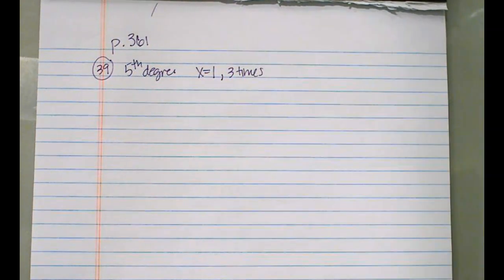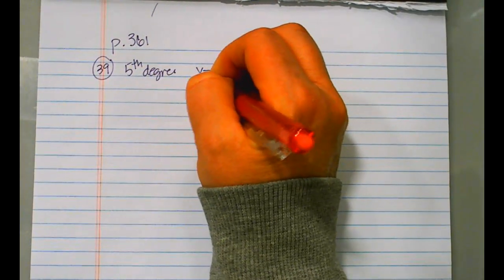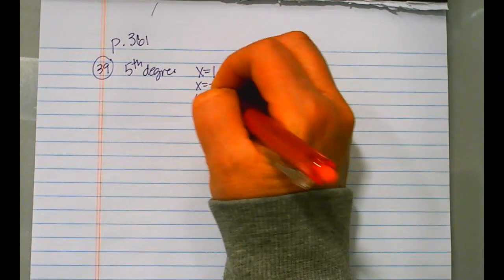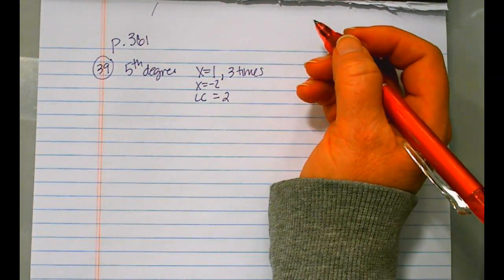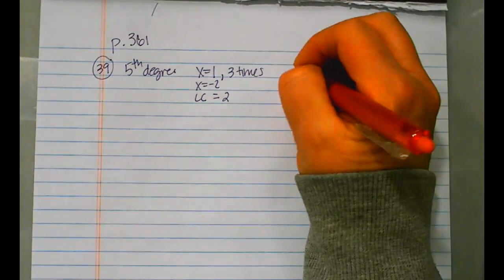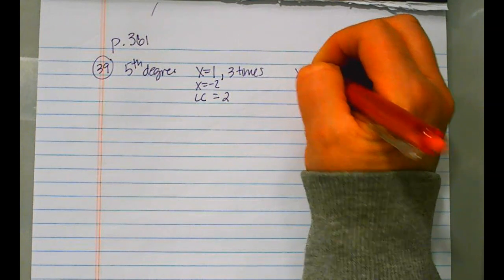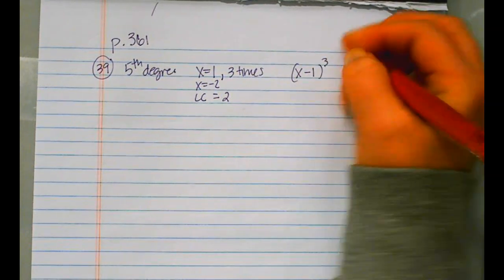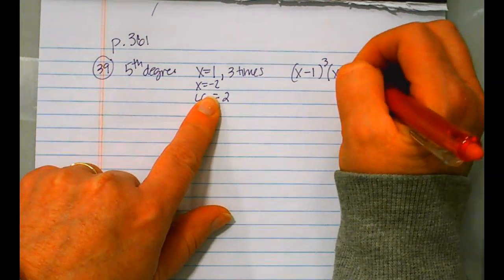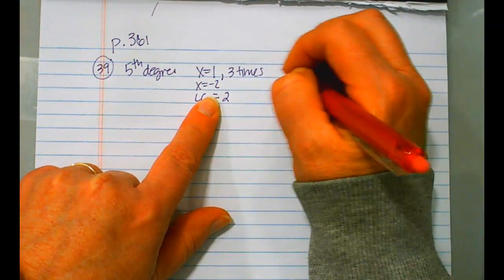Negative 2 is the only other 0. So x equals negative 2. And then the leading coefficient equals 2. So if it's a fifth degree, I need 5 of them. I have 3 here, so that represents in factored form x minus 1 cubed. And then if the only one is this one, it's going to be x plus 2 squared.